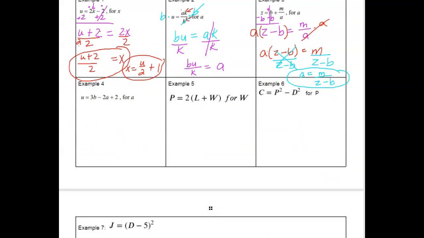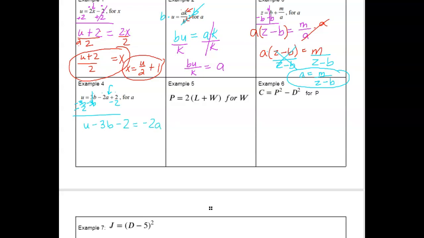Example 3, we want to get this A alone. So I have to move the 3B, this 2, and that 2. So we can actually move these on the same side. So I can subtract 3B, and I can subtract 2. So I get U minus 3B minus 2 equals negative 2A.